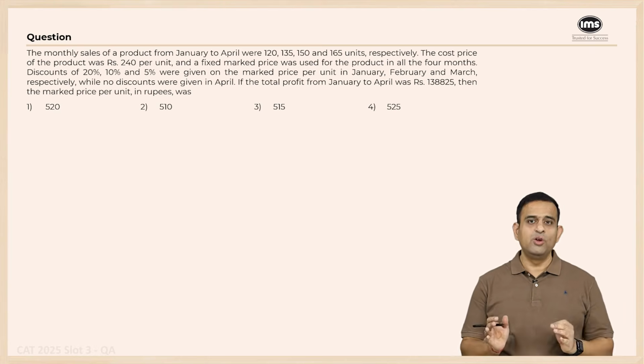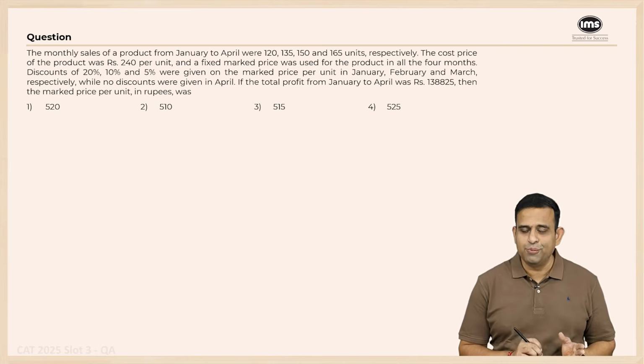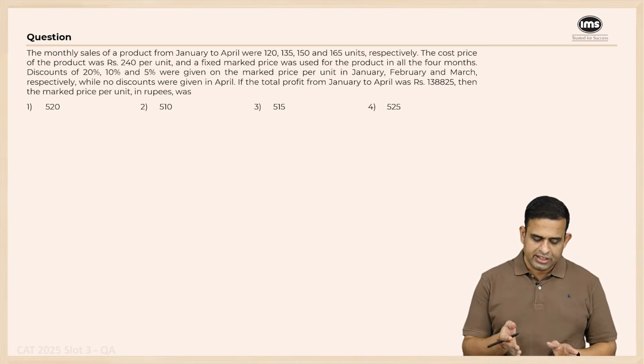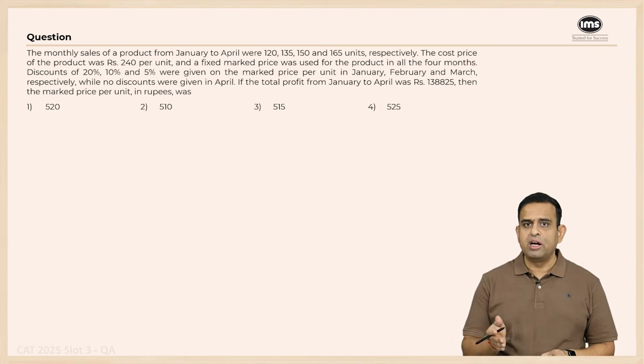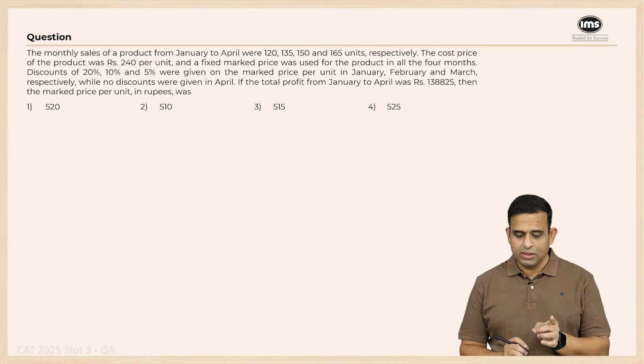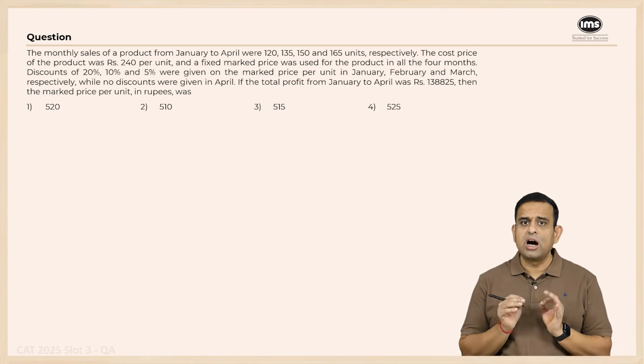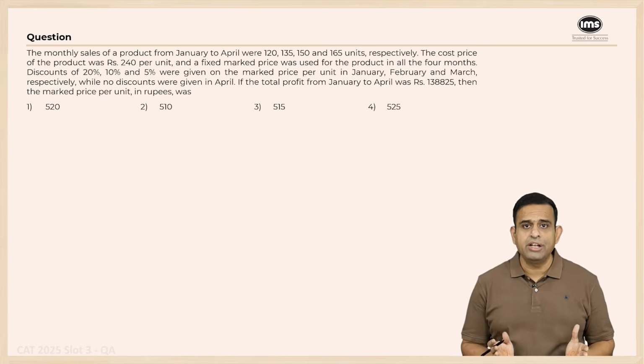Now, one thing which you can do to simplify the calculation basically would be, if I carefully look at the quantity sold, one can say in the months of Jan, Feb, March, April were 120, 135, 150 and 165. Each of these numbers are divisible by 15.